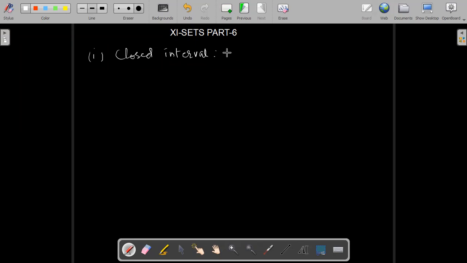Meaning, in other words, both starting points, A and B, are included. If we are going from 1 to 2, then 1 and 2 both are included. So how is it represented on the number line?